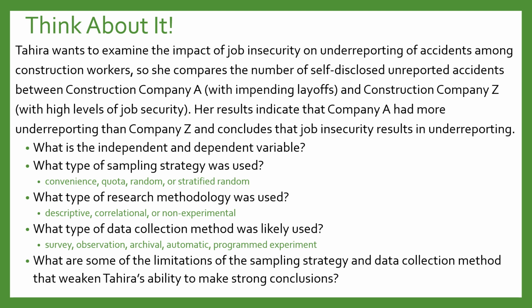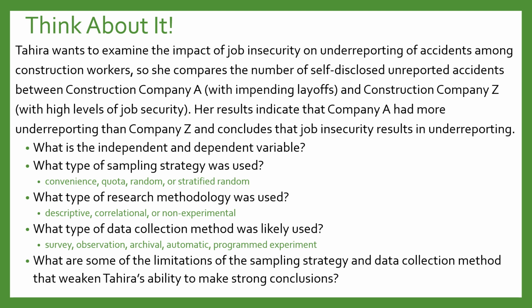The results suggest that Company A with impending layoffs had more underreporting than Company Z, and she concluded that job insecurity is going to lead to more underreporting. Maybe they're afraid if they report, they'll be on the chopping block. So in this case, your independent variable is actually a quasi-independent variable, and it is the level of job insecurity, which is operationalized as impending layoffs or not impending layoffs.